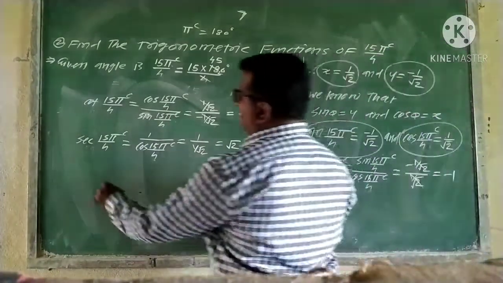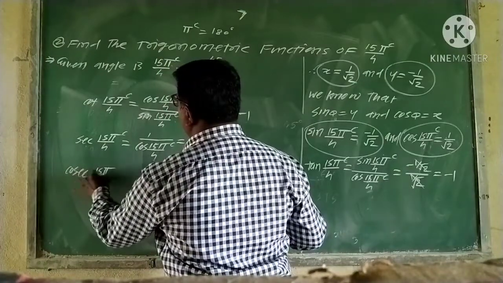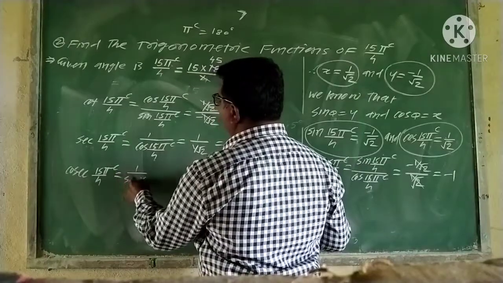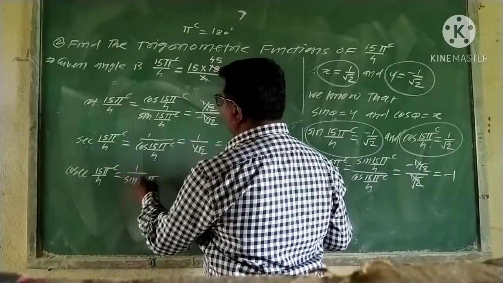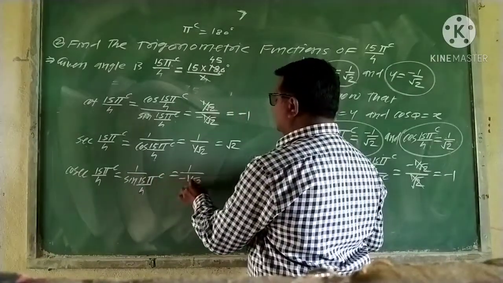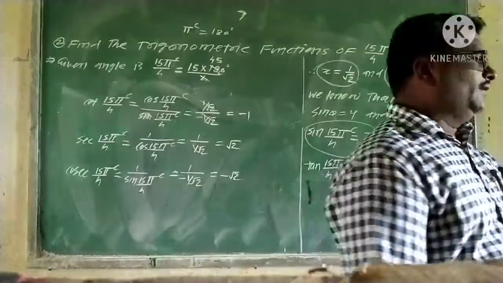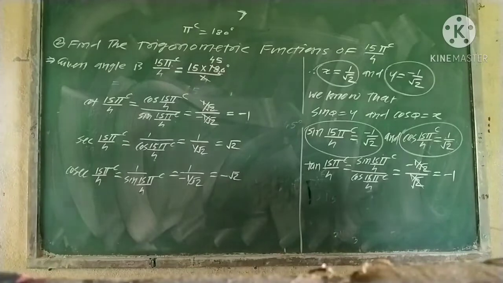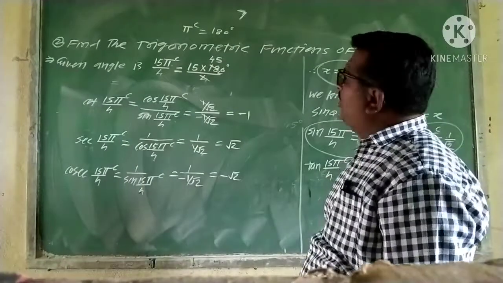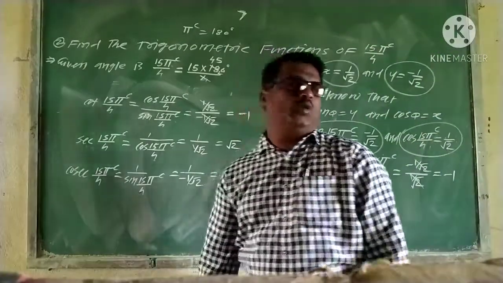And last, cosec of 15 pi divided by 4 radian equals 1 upon sine of 15 pi divided by 4 radian, equal to 1 upon minus 1 upon square root 2, which equals minus square root 2. These are the values of the trigonometric functions for the measure of 15 pi divided by 4 radian.